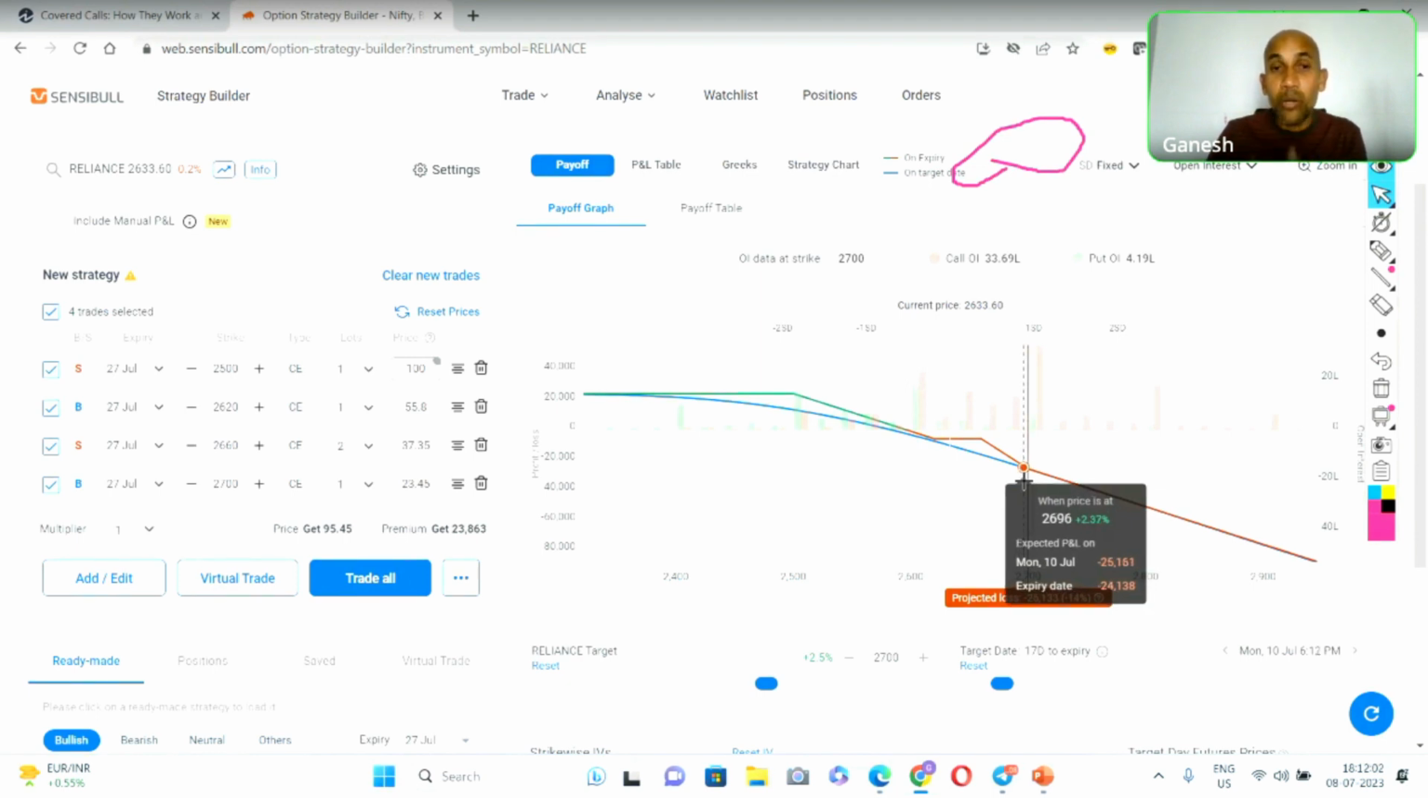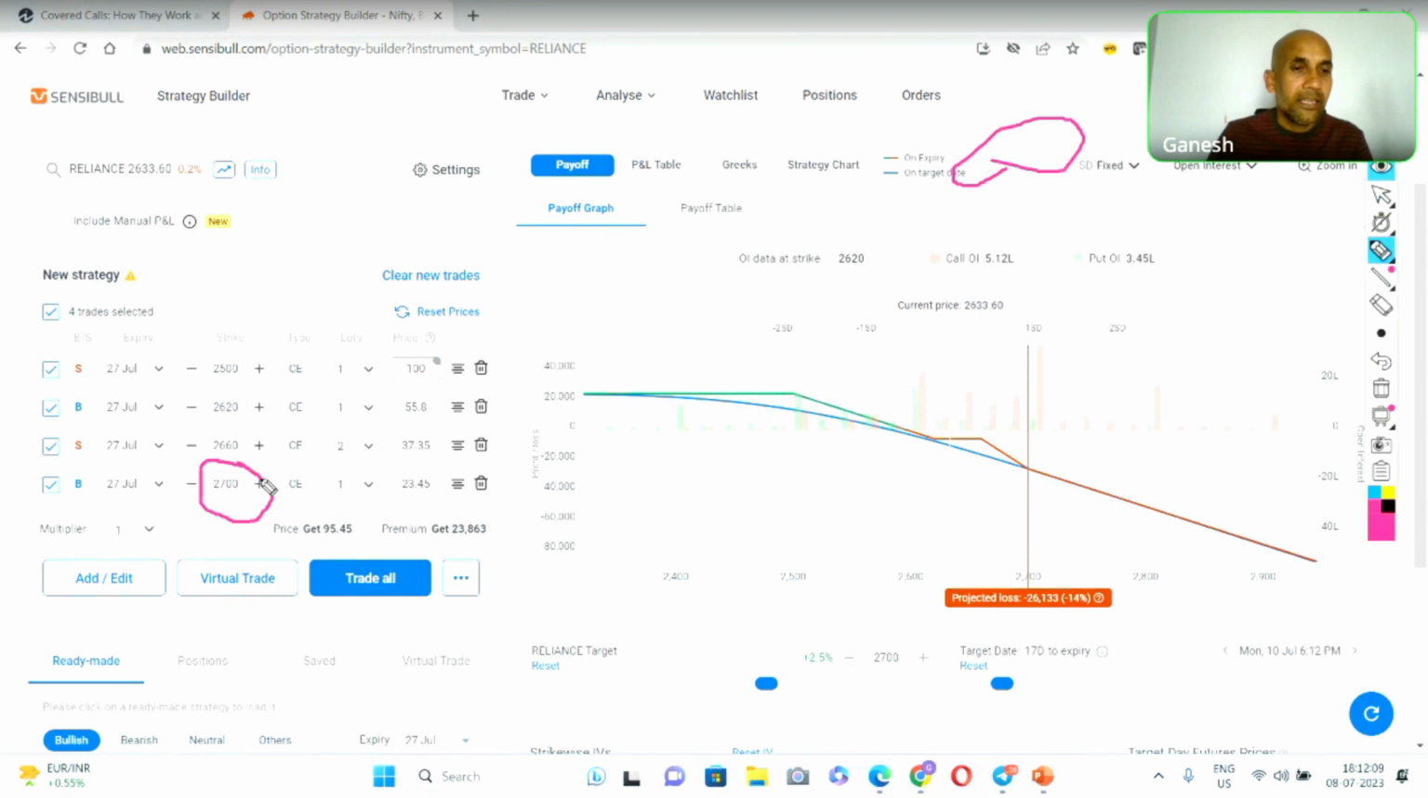But anything below 2,700 means the strike. This is the upper strike we bought, right? If Reliance closed within this range, you would get within this range, right? It is within this range. It expires, you would get good, minimum loss. Best case is 2,660. If it expires at 2,660, you would get very minimal loss.